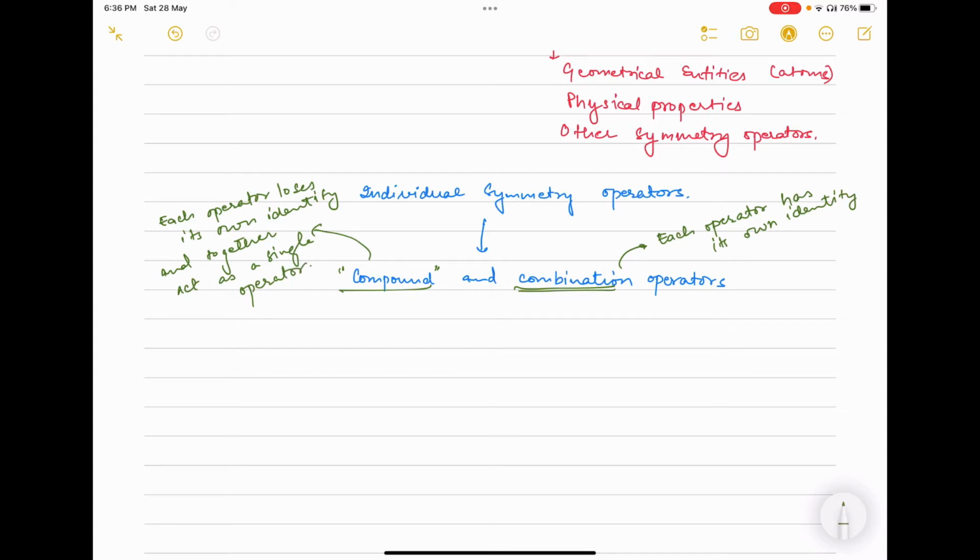Okay, that means in combination, suppose you have a reflection and a rotation. Each of them will have their own individual characteristics and leave points according to those individual characteristics. But in compound, suppose you have rotation plus inversion, that is a roto-inversion operator, then those will not have any individual identity. In fact, combined together they will act as one single operator.